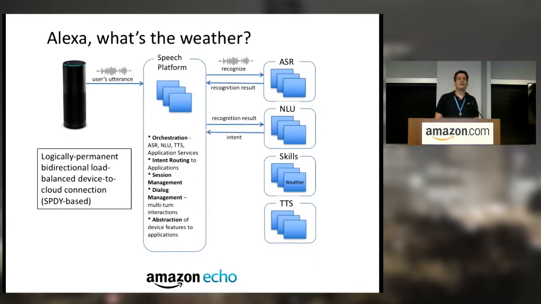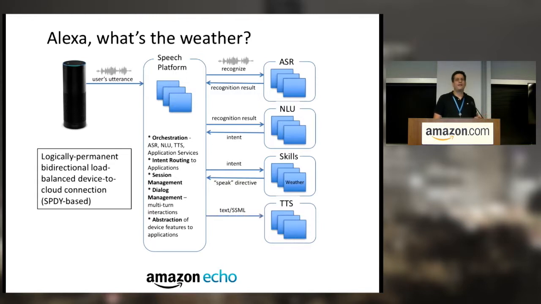The NLU will return an intent, and then the speech platform will send it to the relevant skill or application. There are many, many skills and many, many applications. Each one knows how to handle a specific type of intent. In this case, it will send it to the weather forecast application, and that will return a speak directive that contains text that explains what the weather is today.